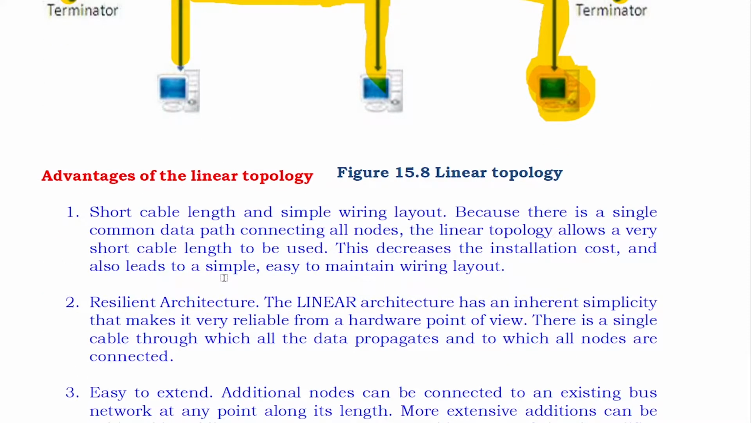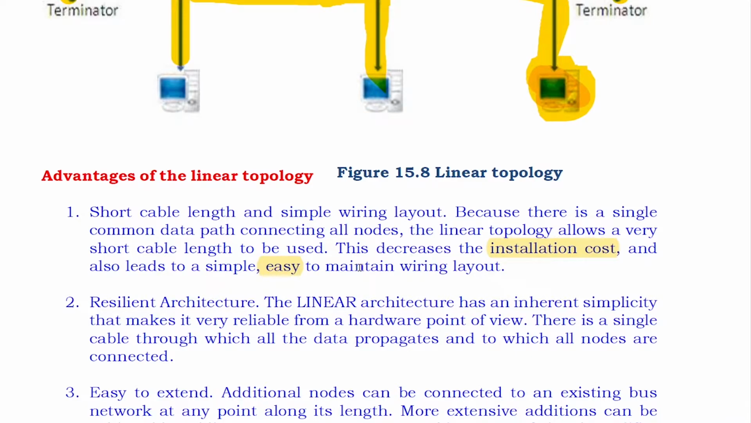One advantage is the short cable length and simple wiring layout. So you can see it is very simple. Because there is a single common data path connecting all nodes, the linear topology allows a very short cable length to be used. So this decreases the installation cost, which is very important, and also leads to a simple, easy to maintain wiring layout. Because only one common cable is involved with all the computers over the network.